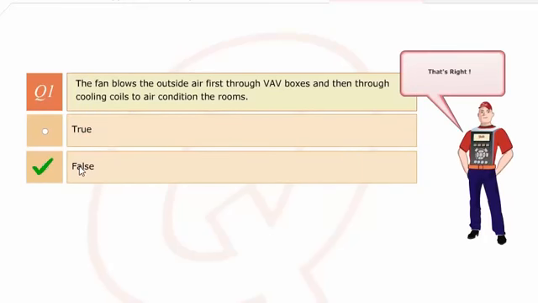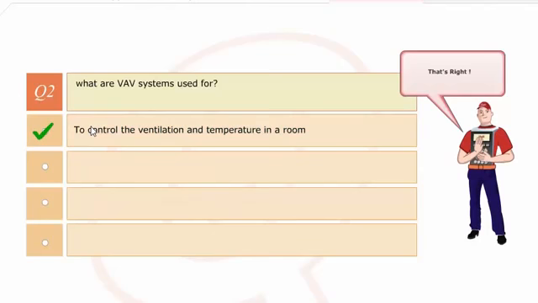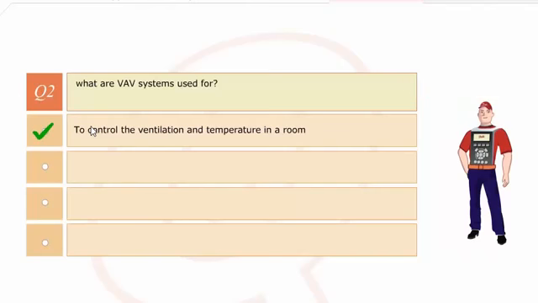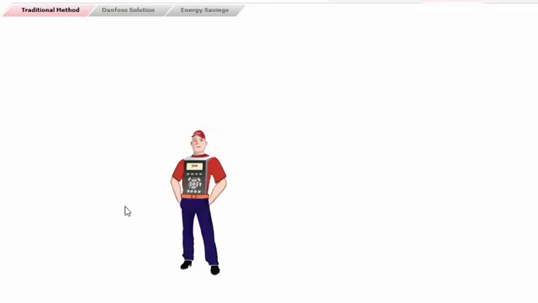That's right. Fans blow the air across cooling and heating coils into ductwork. The air passes into each zone from the ductwork through individual VAV boxes. That's right. VAV systems are used to control the ventilation and temperature in a room. I hope you are now familiar with the application. Let us proceed to see its working.